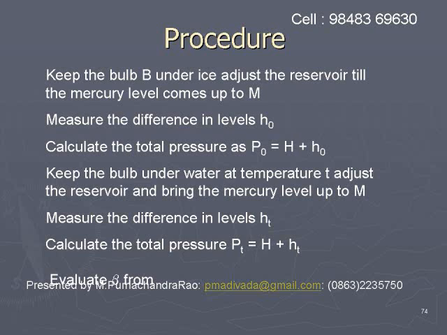Now, evaluate beta from the relation: beta is equal to Pt minus P0 by P0 into T. Calculate the value of beta with the relation Pt minus P0 by P0 into T. Like this, we determine the pressure coefficient beta.